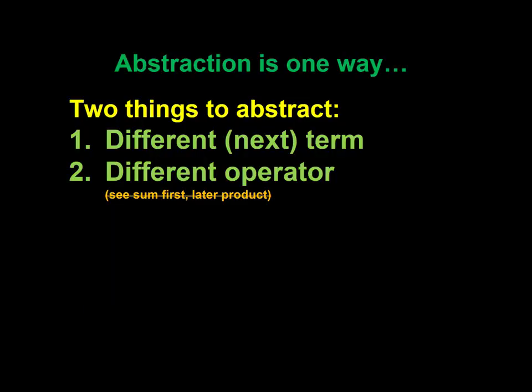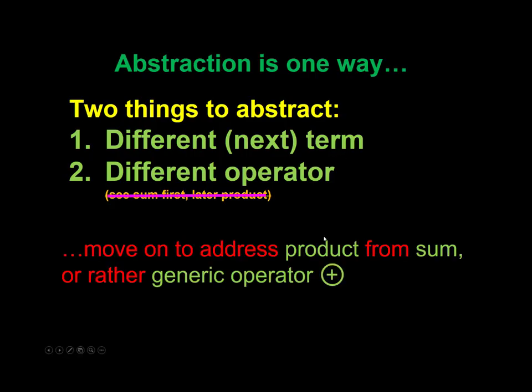In the last video, we have done the abstraction with the next term. For now, we can move on to abstract out the operator. We used to see just sum, and we can extend it to product, or rather a generic operator that is associative. Product is included. When an operator is associative, you can evaluate the operator in any order if they come one after another.